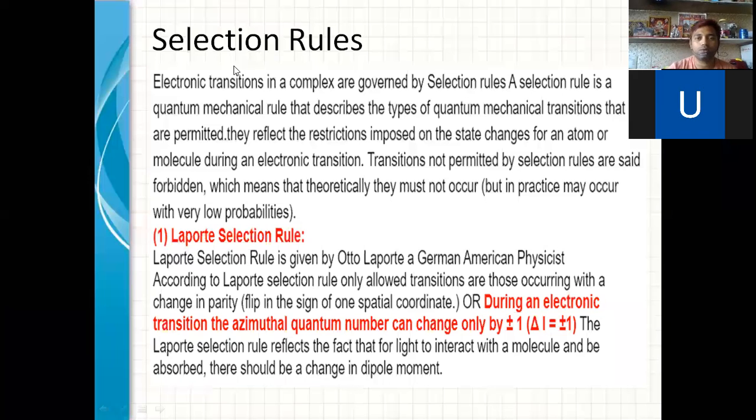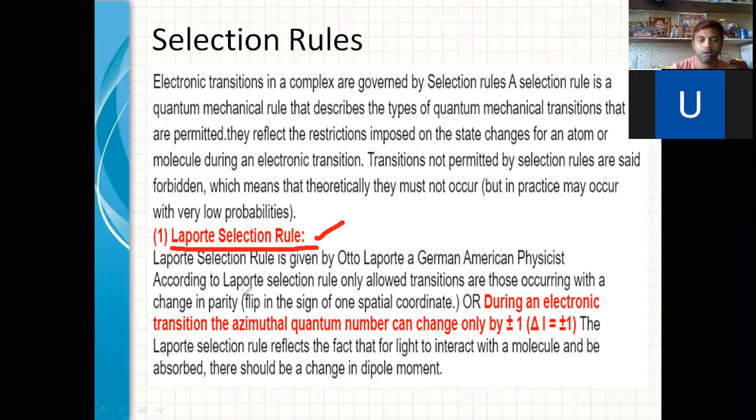Okay, selection rule. We'll discuss. Already we have discussed selection rule. In this, first is Laporte rule. According to the Laporte selection rule, given by Otto Laporte, only allowed transitions are those occurring with a change in parity. There must be a change in parity.